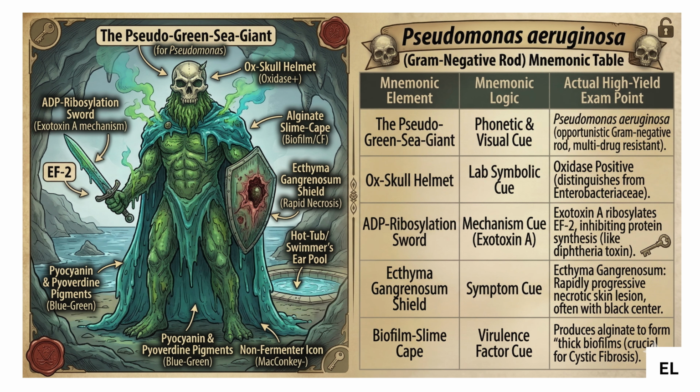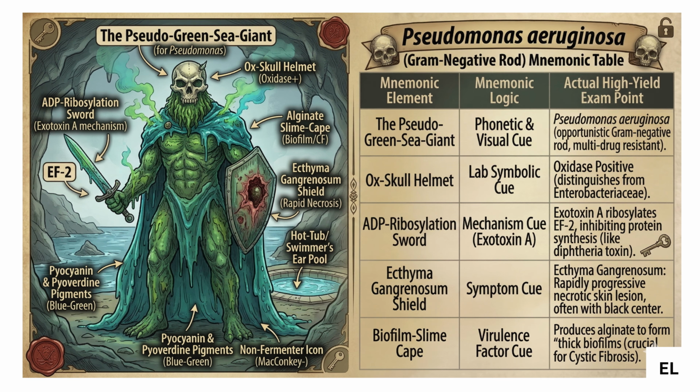Now look near the bottom of the image. You can see the label non-fermenter icon, MacConkey. This represents an important lab characteristic. Pseudomonas is a non-lactose fermenter. On MacConkey agar, it does not produce pink colonies. So remember, non-lactose fermenter leads to Pseudomonas.